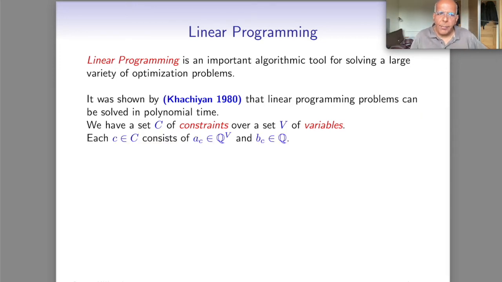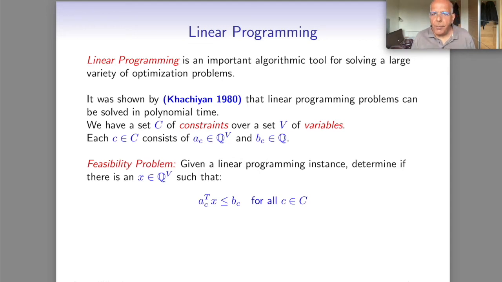More formally, the constraint is specified by a vector of rational coefficients indexed by the variables V, and what we consider the right-hand side, some constant q. So that's what a linear program is. It is just a collection of constraints like this, where each constraint consists of a vector and a constant.